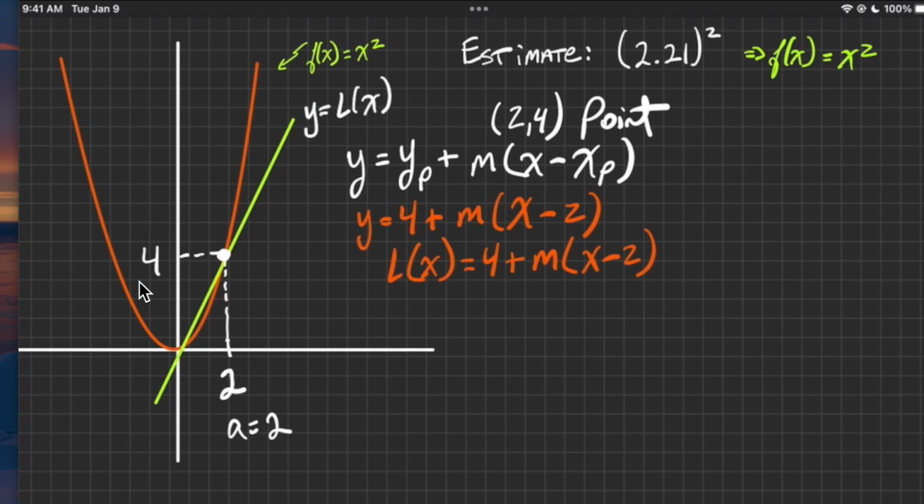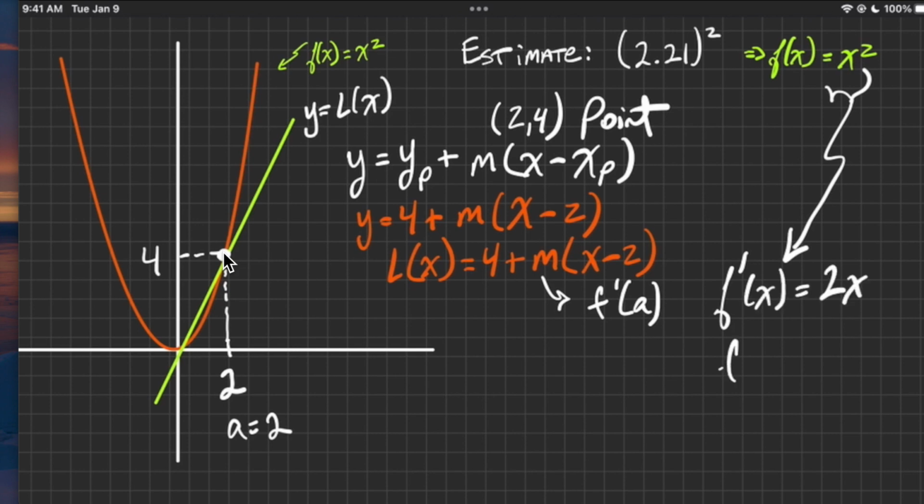Okay, now, we don't have the formula for L of x yet. We need the slope. How do we get the slope of that tangent line? Well, we take the derivative and we plug in our easy a value to give us our slope. So this slope is going to be f prime of a. This is our function up here. F prime of x squared is going to equal 2x.